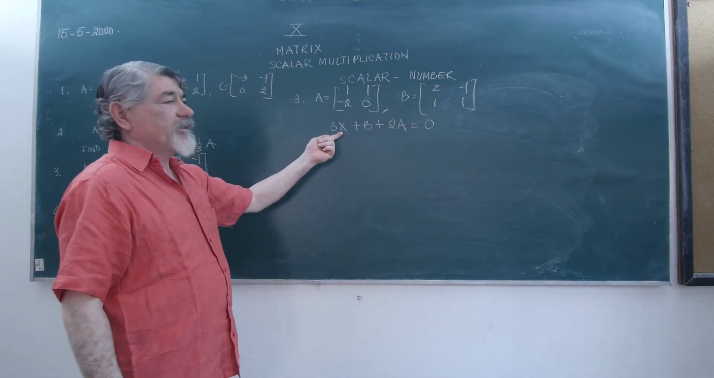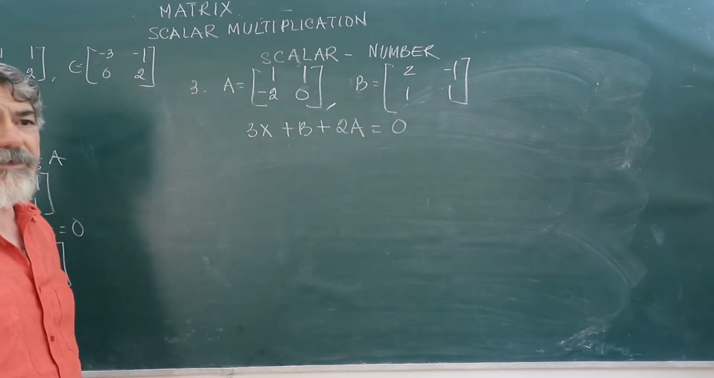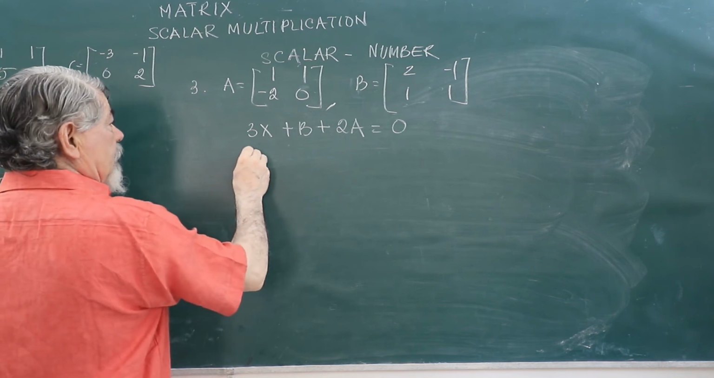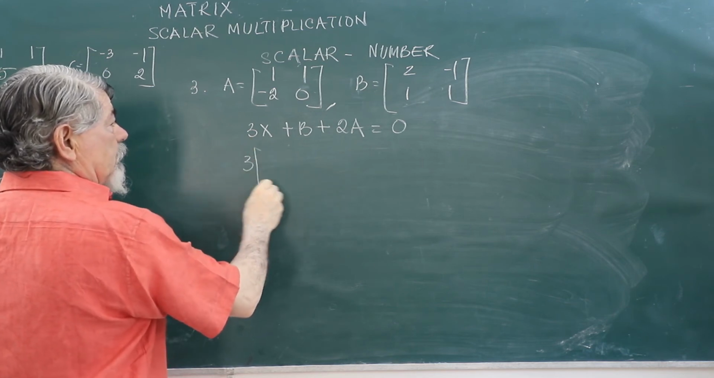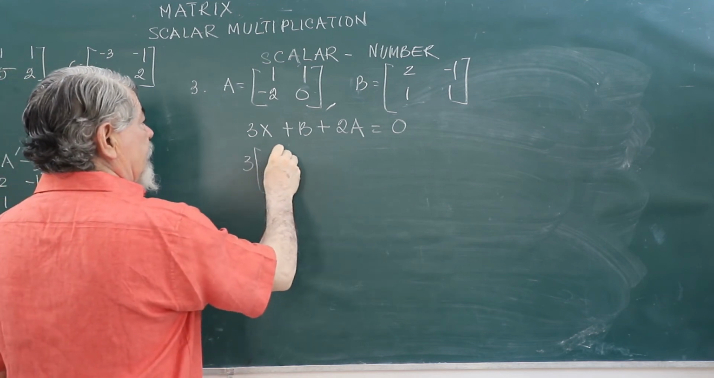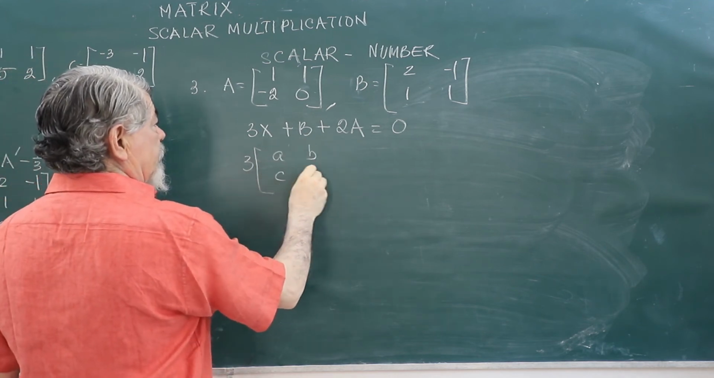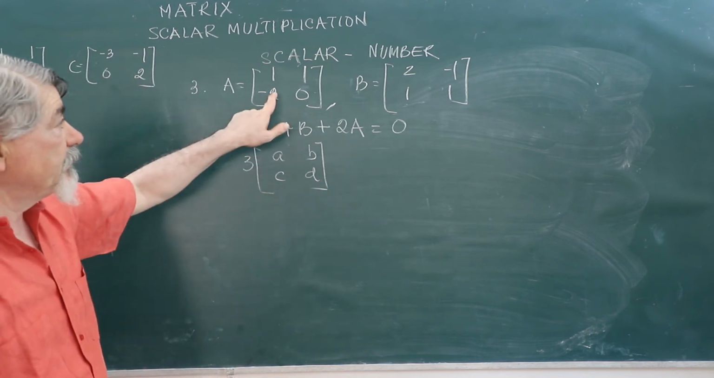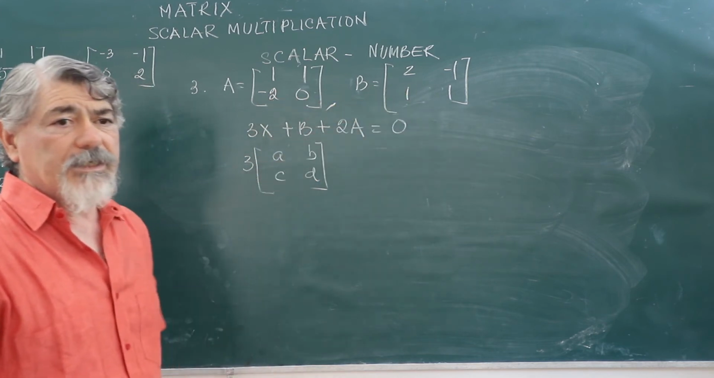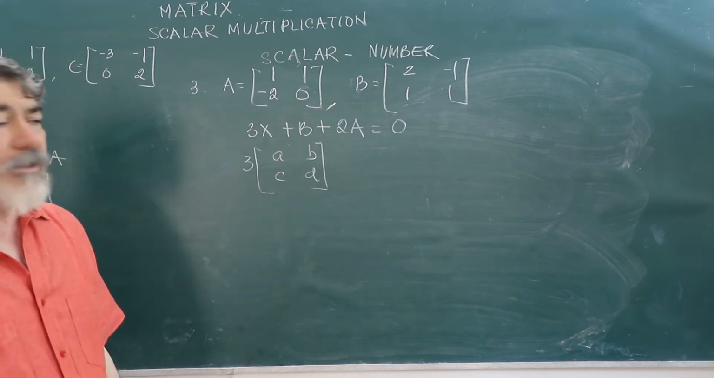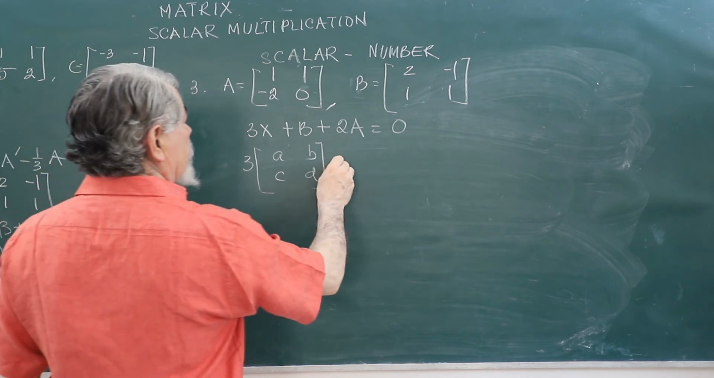X is also a matrix of the same order, 2 by 2. I have told you in my earlier lecture also that I can write the X matrix as [a, b; c, d]. It is a matrix of order 2 by 2 because these are 2 by 2, so X has to be of order 2 by 2 only, plus B.